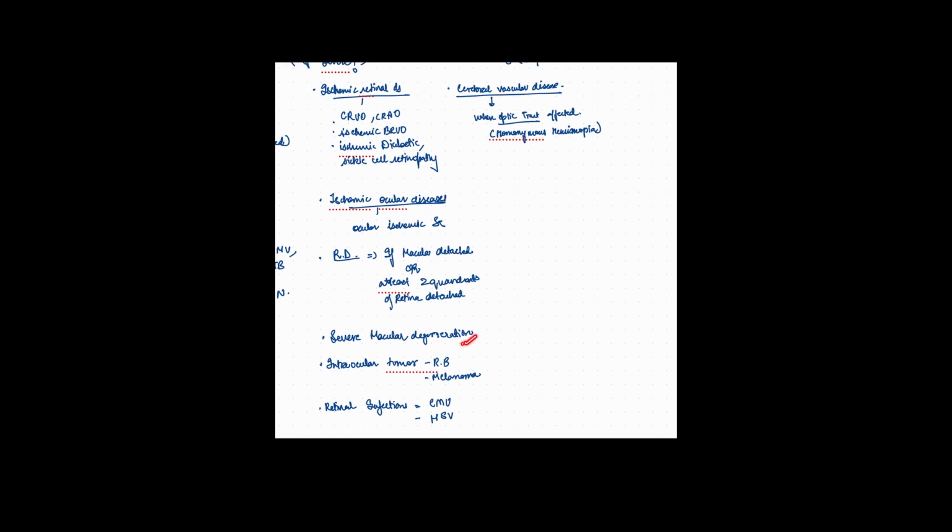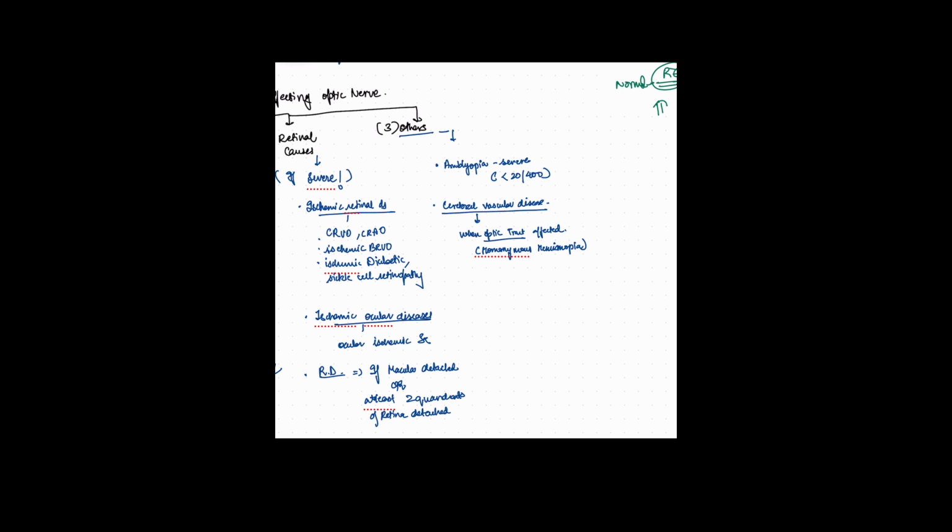Then severe retinal macular degenerations, intraocular tumors like retinoblastoma, melanoma, and retinal infections like CMV, herpes simplex virus. Other causes may be amblyopia, only if it is severe and the vision is less than 20/400. Cerebral vascular diseases, when the optic tract is affected.